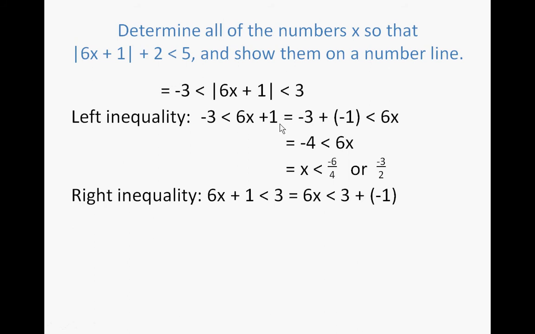When we look at the right side of the inequality, 6x plus 1 is less than 3. We again move the plus 1 to the other side, which is plus a negative 1, or minus 1. Simplifying that, 3 plus a minus 1 is 2. And now for x, using our definition of multiplication, 2/6 is 1/3. So here is our solution set: minus 3/2 is less than x, and x is less than 1/3.